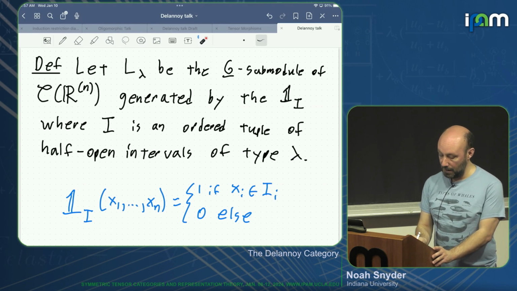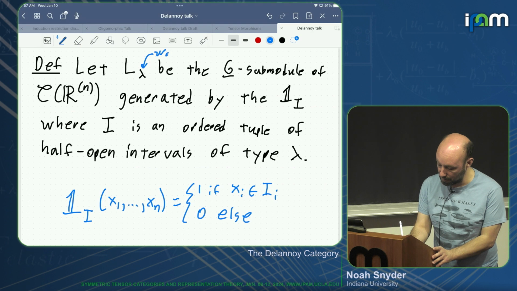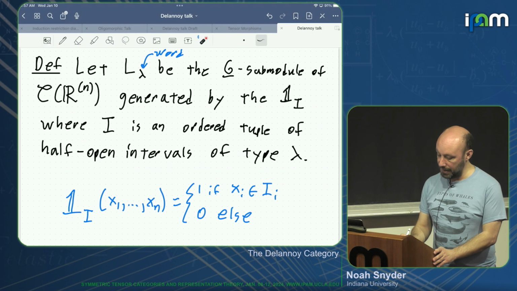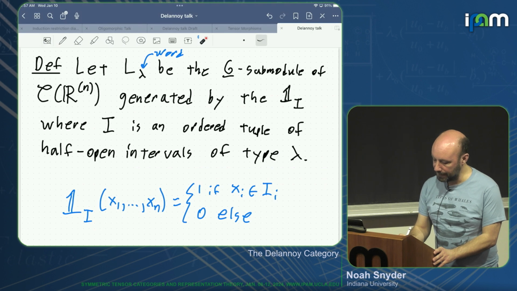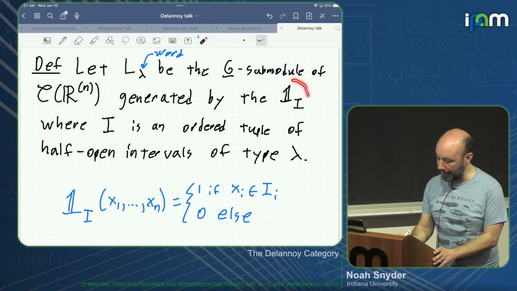Okay, and then our definition, we're going to let L lambda, where lambda is a word, be the underlying G submodule. This is our notation in the paper for a G module. We're going to take the G submodule of C r to the n generated by the indicator functions of I, which is an ordered tuple of half-open intervals of type lambda. Okay, what does that mean?